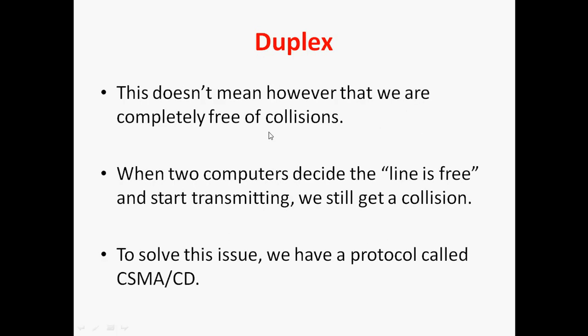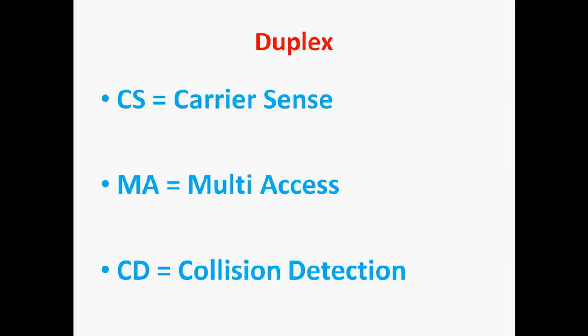However, this does not mean that we are completely free of collisions. Using half duplex, we cannot be completely free of collisions. When two computers decide the line is free and start transmitting, again we get a collision. To solve this issue, we have a protocol called CSMA/CD. CS expansion is carrier sense, MA expansion is multi-access, and CD expansion is collision detection.